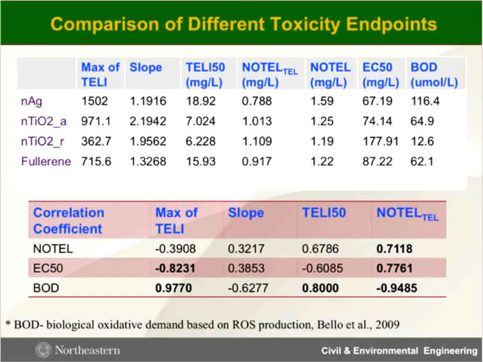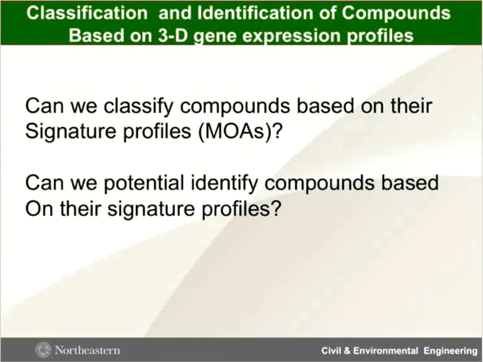And we found, surprisingly, most of the parameters we proposed correlated really well with BOD, which indicates that oxidative stress, our expression, is probably truly the dominating mechanism for all nanomaterials, as widely accepted. So, not the end of the story yet. The last question I want to ask with all this is that, okay, now we have endpoints, we can compare toxicity, we can screen them.